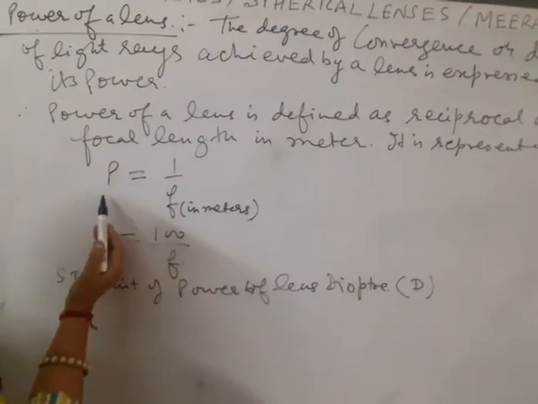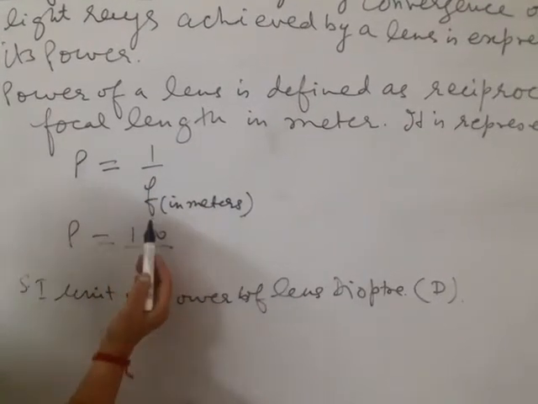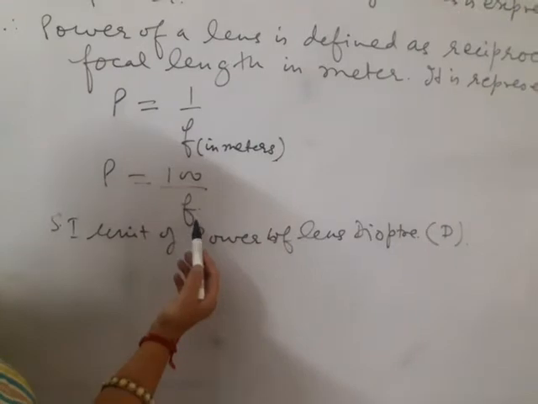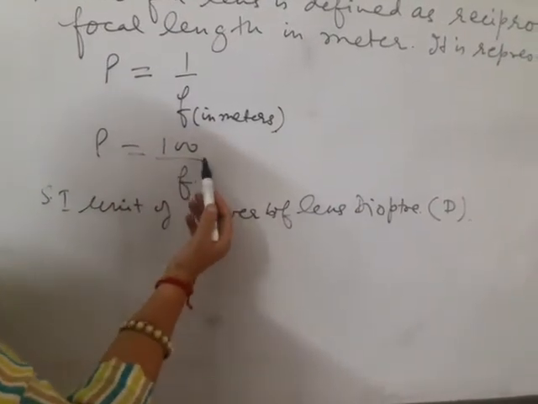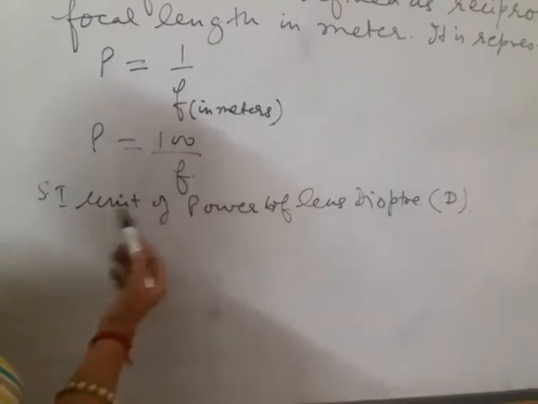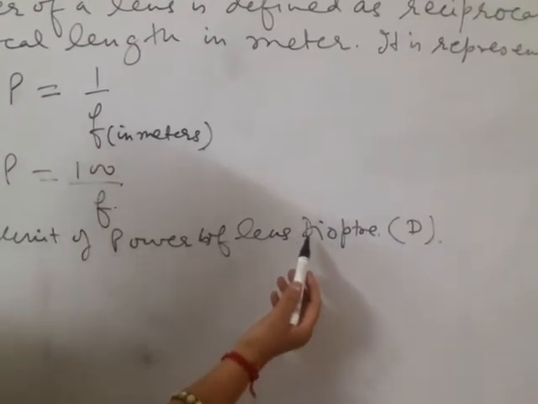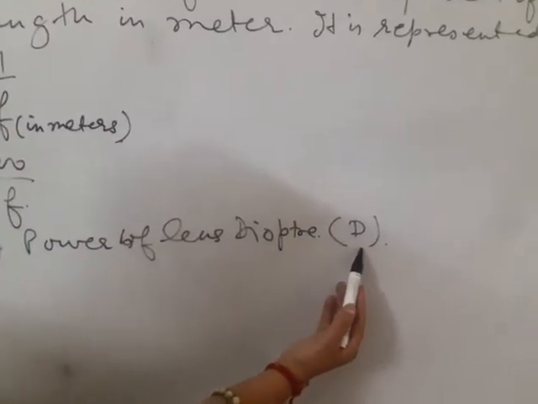So here is the formula for power of lens. Power of lens is equal to 1 by F in meters. When focal length is in centimeters, then power of lens is equal to 100 by F. SI unit of power of a lens is diopter and it is represented by capital D.